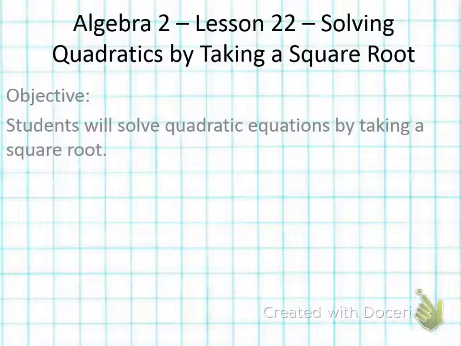Okay, this is lesson 22: solving quadratics by taking a square root. So this is another way to solve, okay? We taught you how to do Xbox.